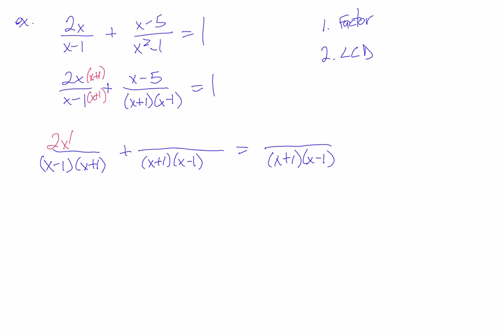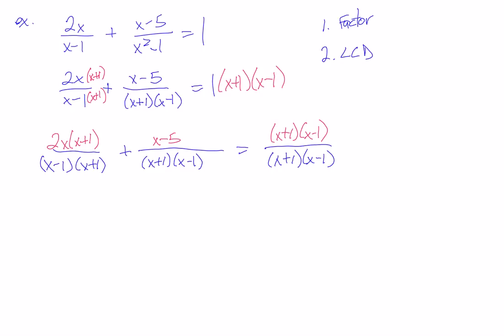So our top would be 2x times x plus 1. Okay, for the second fraction, we've got them both already, so we don't need to do anything. So our top would be the same. And then for our last one, we need both the x plus 1 and the x minus 1. Okay, so now we've changed all of our fractions, all of our denominators are the same, so we can ignore our denominators and just solve the numerators.